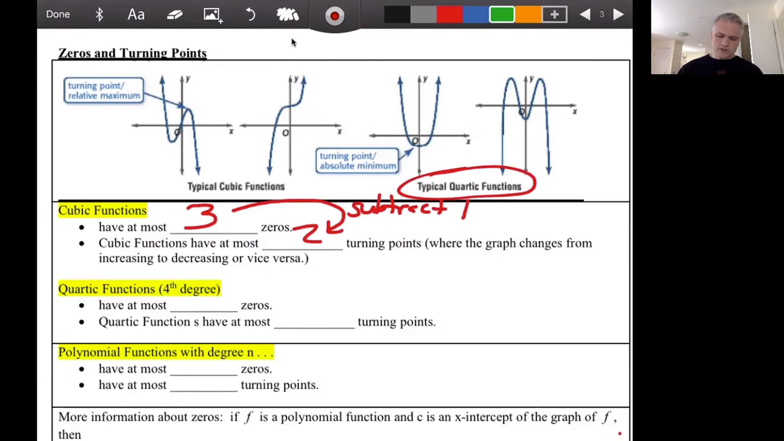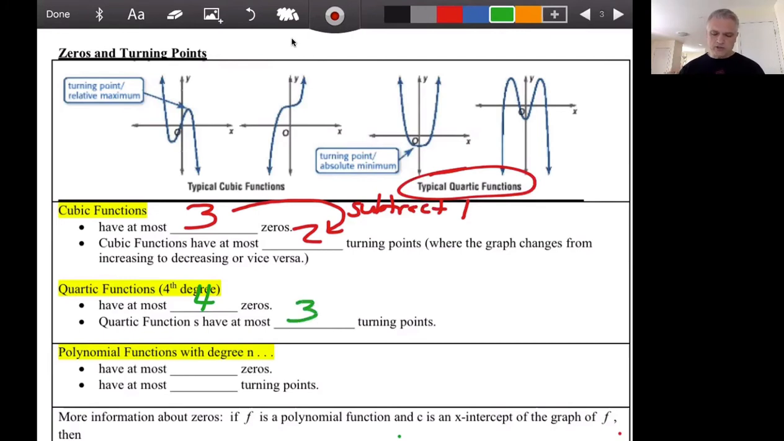Okay, quartic functions, because it's a fourth degree, have at most 4 zeros. Easy. So we just said, if I want to know how many turning points they possibly could have, the maximum number of turning points, well, you take the degree and you subtract 1. So 4 minus 1 is 3.